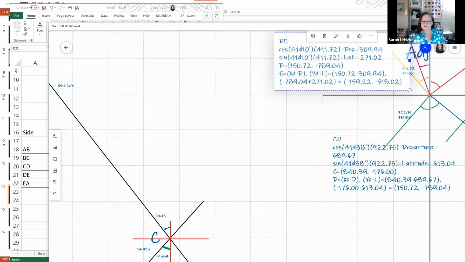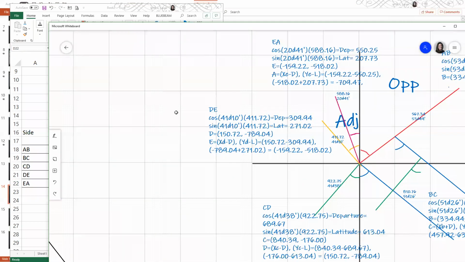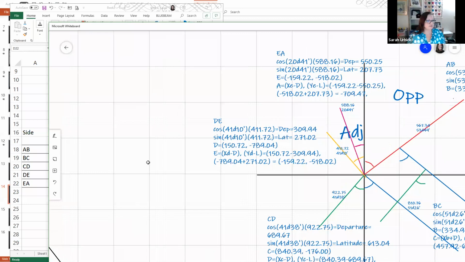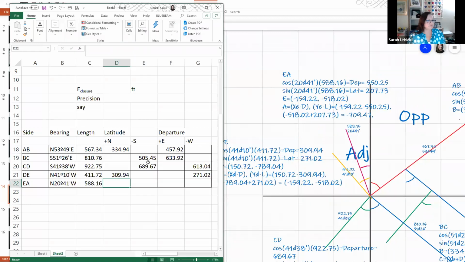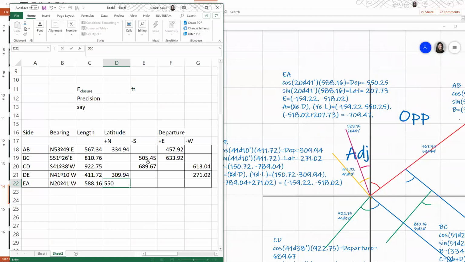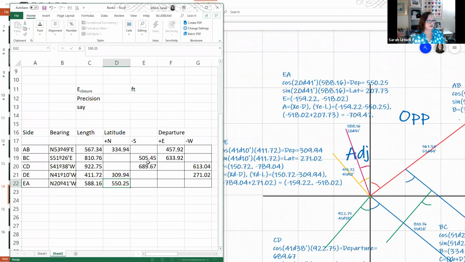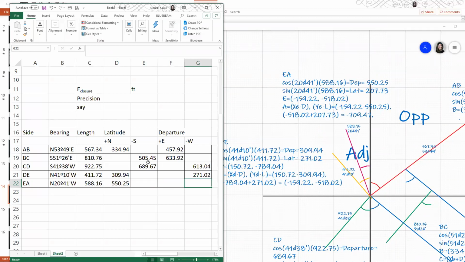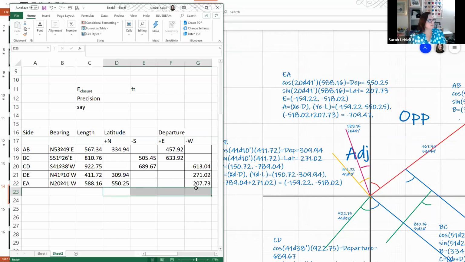Using our latitudes and our departures again, get my spreadsheet back, still north, and this is going to be 550.25, and this is 207.73 because it's off to the west. Okay. So, looks about right.